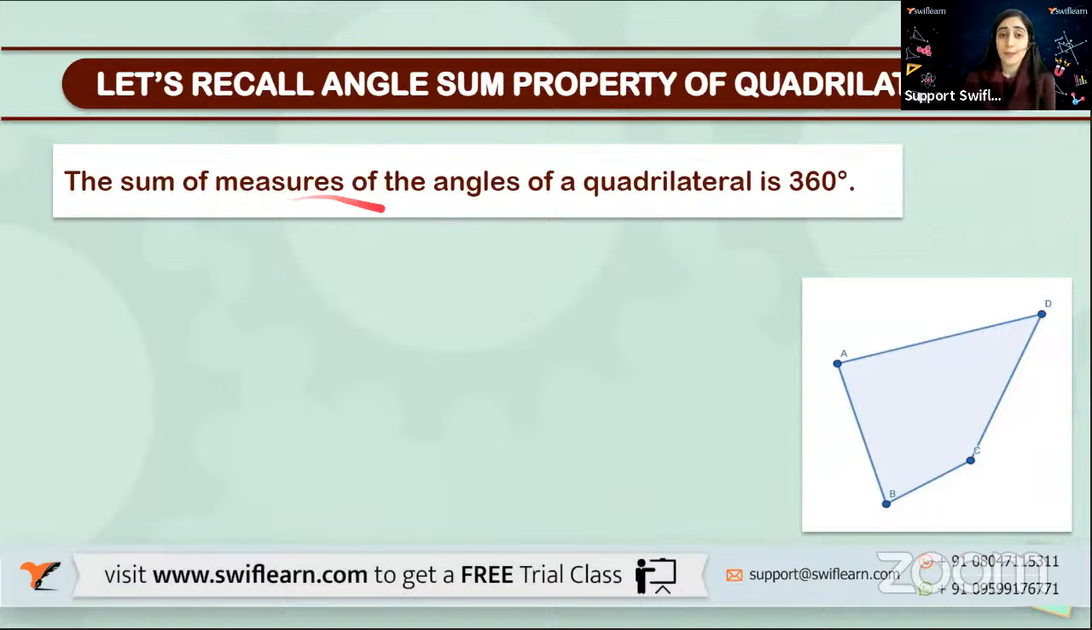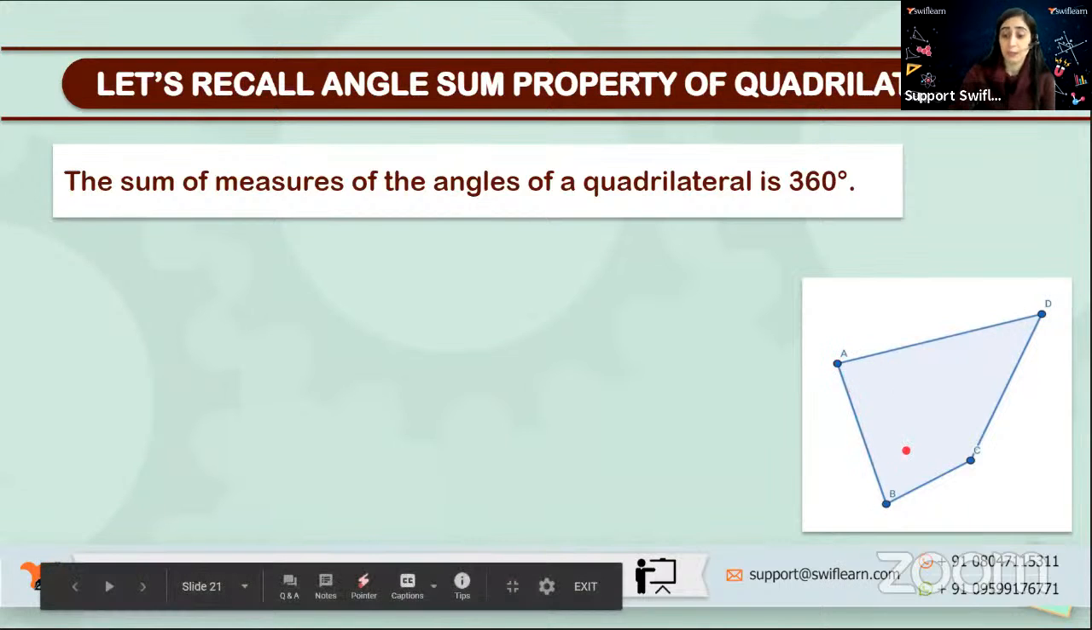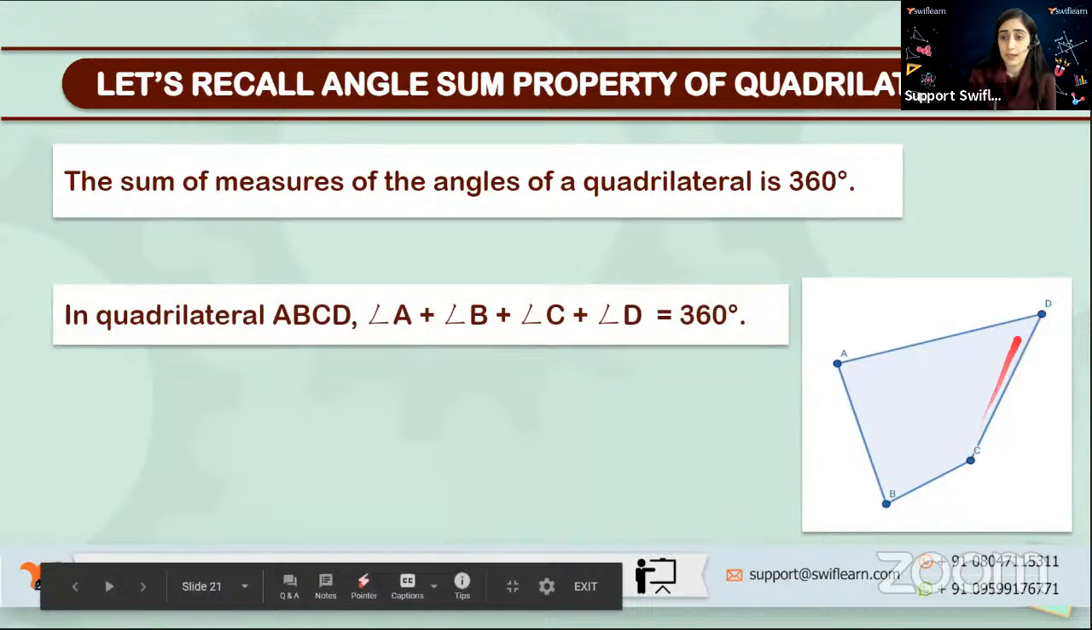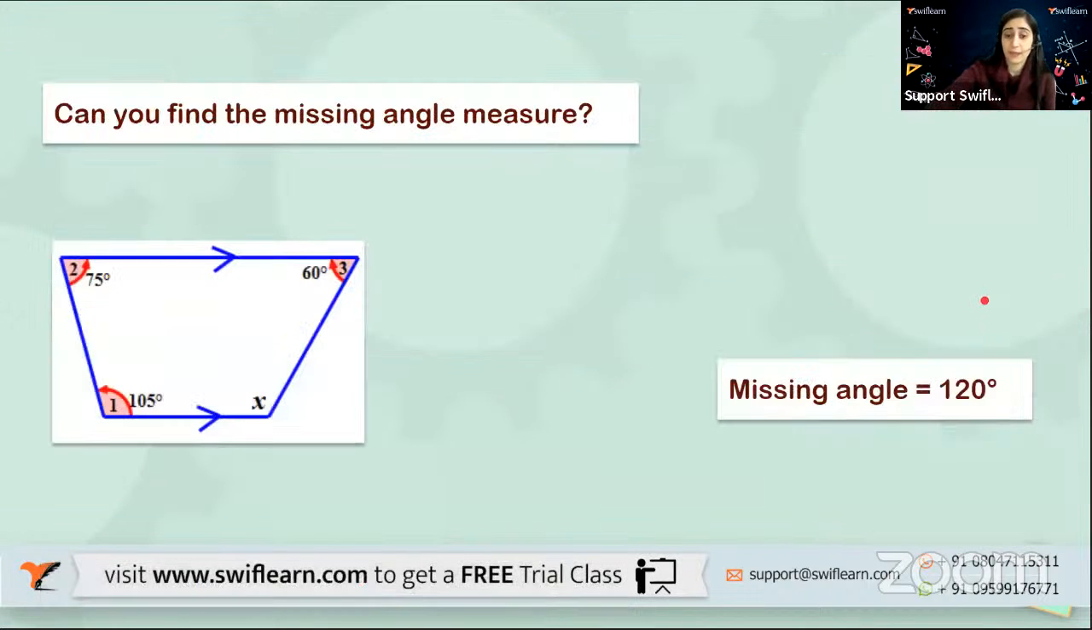Right. Okay. The sum of the angles of a quadrilateral is 360 degrees. So we know that the inside angles, angle A plus angle B plus angle C plus angle D, their sum is 360 degrees. Using this property, you need to tell me what is the value of X. I know 105 degrees plus 75 degrees plus 60 degrees plus X is equal to, what is it? It is a quadrilateral, so the sum of all the angles is 360 degrees.